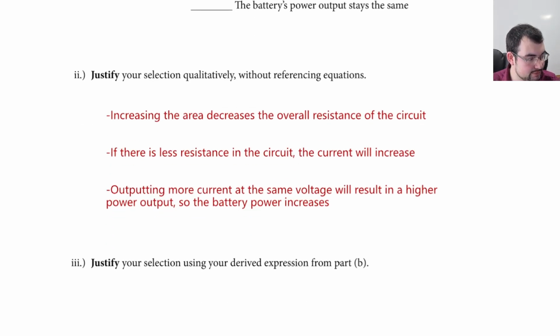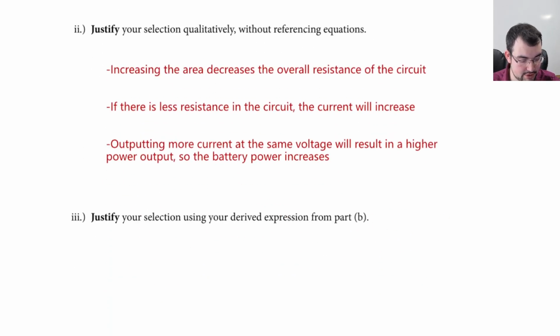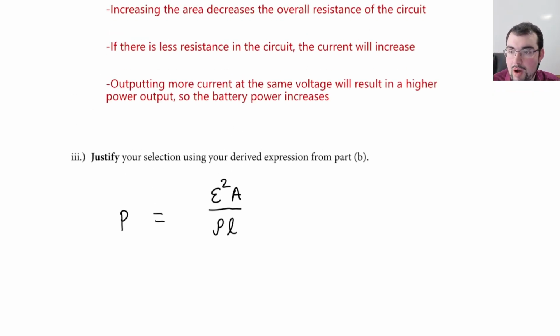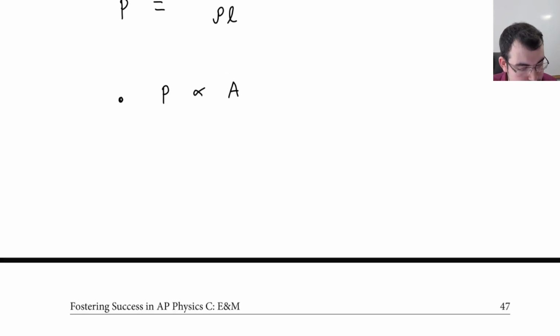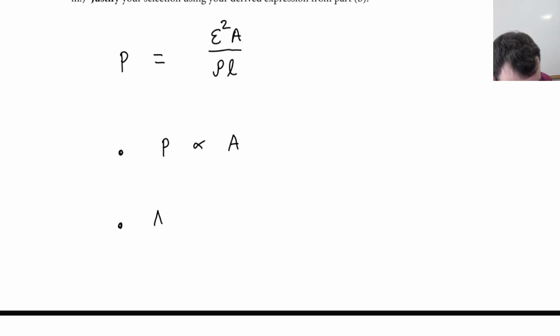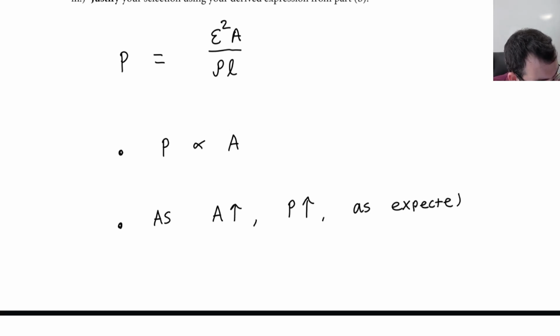Now, it's actually really easy if you look at your expression from part B. In part B, we found that the power is equal to EMF squared times area divided by resistivity times length. So why does a wider cylinder have a larger power output? Well, we see that power is proportional to area. So this means as A increases, power increases, as expected. Gotta include the as expected, right?